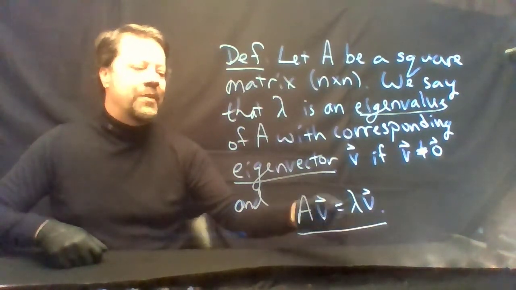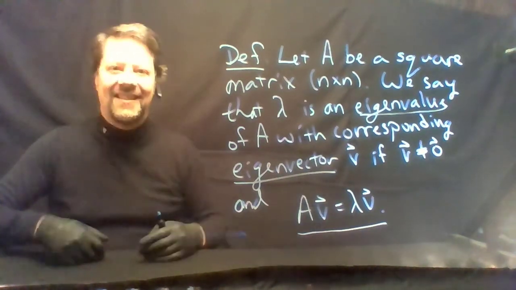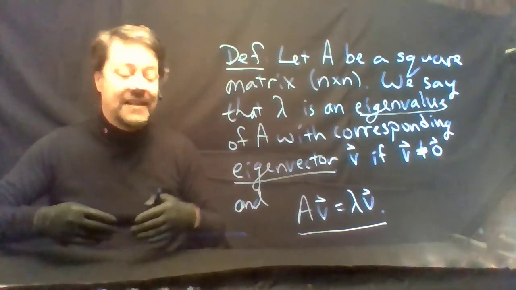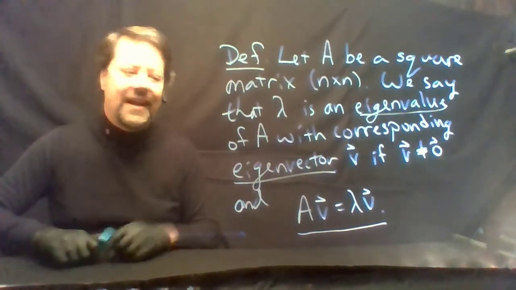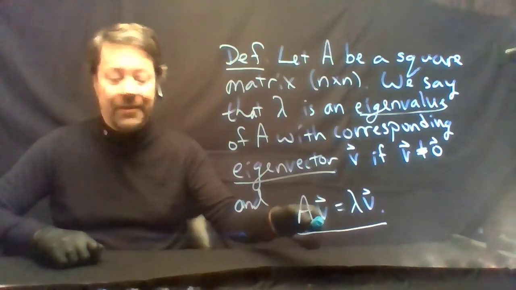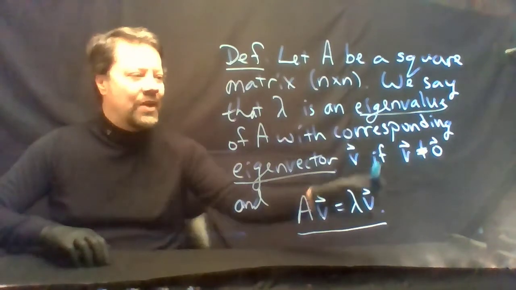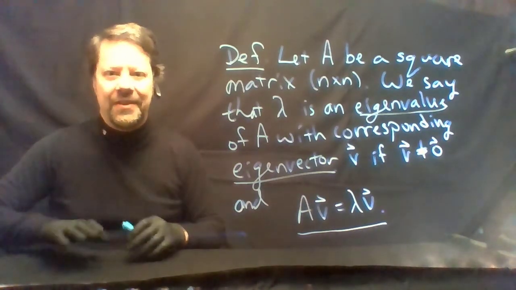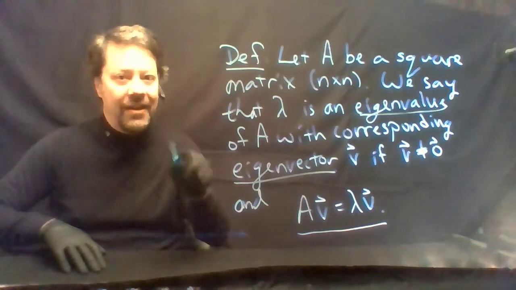So the matrix A preserves the direction of the vector v, but perhaps not the length. Lambda will be either a dilation factor or a contraction factor. Note that if v is equal to the zero vector, then lambda could be anything. So we're not going to allow v to be the zero vector and still be an eigenvector. Eigenvectors are non-zero.